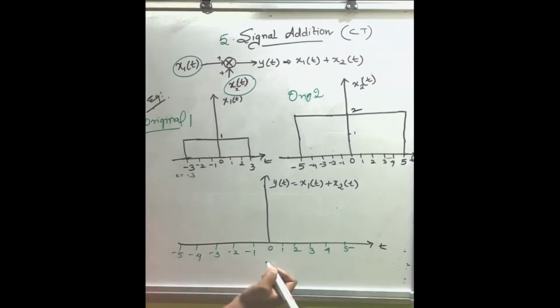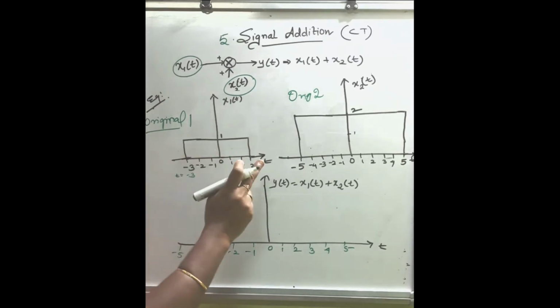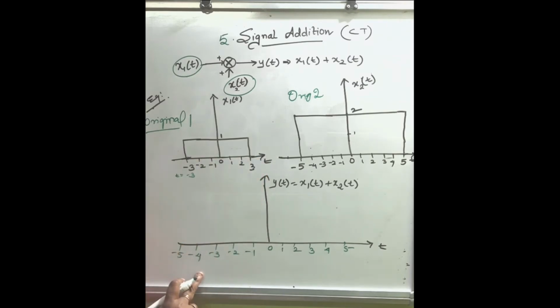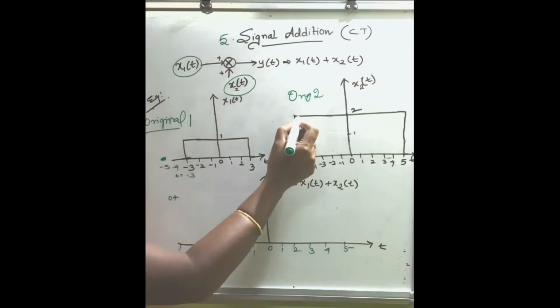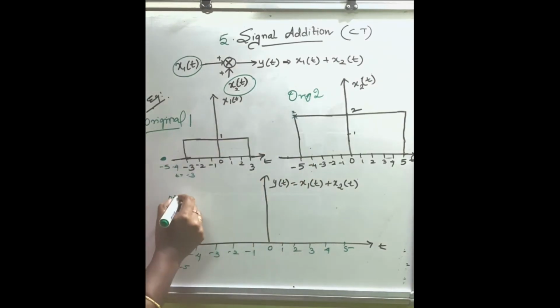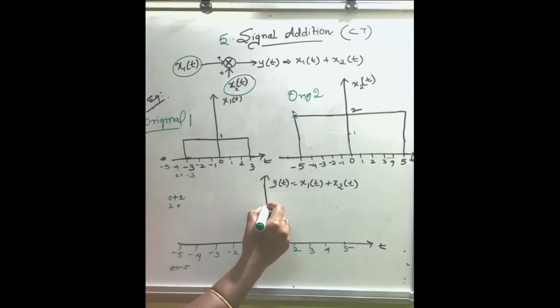Second, check out the amplitude at each t. When t is equal to -5, please see the amplitudes of the two. When t is equal to -4, check the amplitude, add them and write. So let's start with -5. When t is equal to -5, let's see what the amplitudes of the two signals are. Here at -5, the amplitude is 0. So 0 plus, here at -5 you have the amplitude of 2. So 0 plus 2, it will be 2. Amplitude 2.